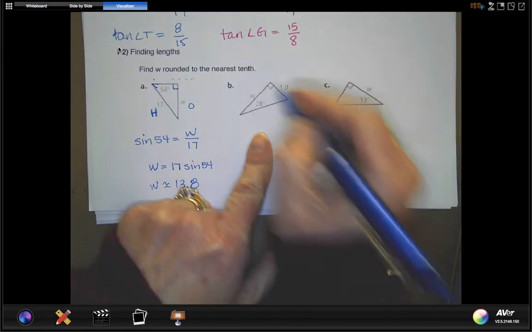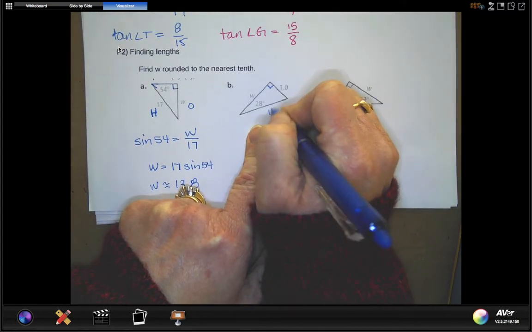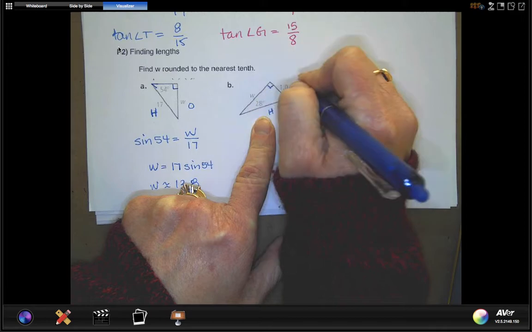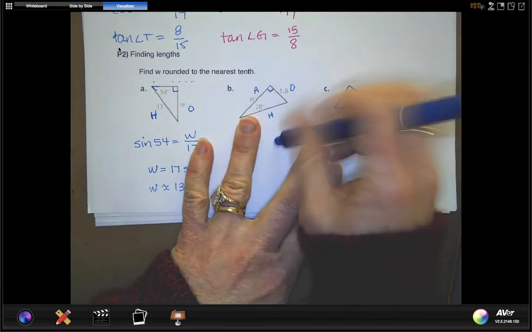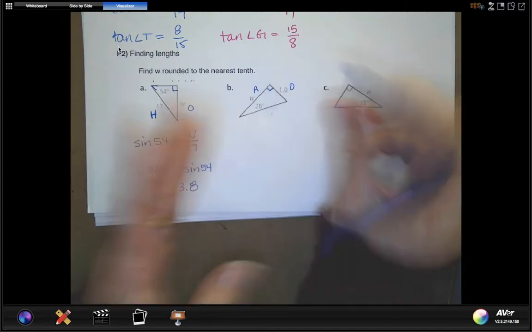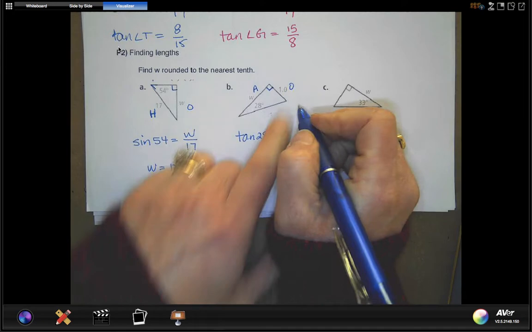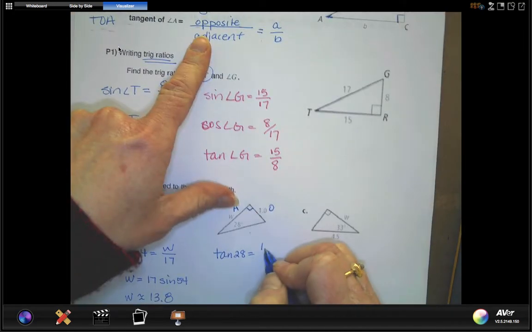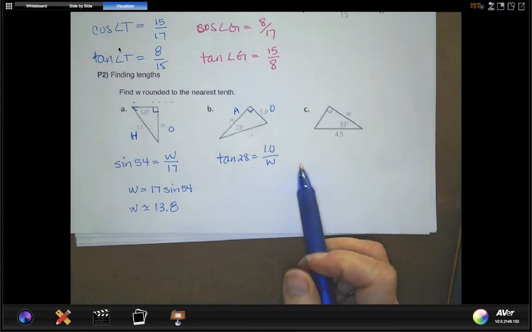Okay, and this one right here, here's my 28. There's the right angle, so this is the hypotenuse. I don't have the hypotenuse of this one. This is opposite the 28. This is adjacent to the 28. So if I have an opposite and adjacent scenario, I'm going to use the tangent function. So the tangent of 28 is the opposite over the adjacent. Okay, if you notice, this one's different from the first one.